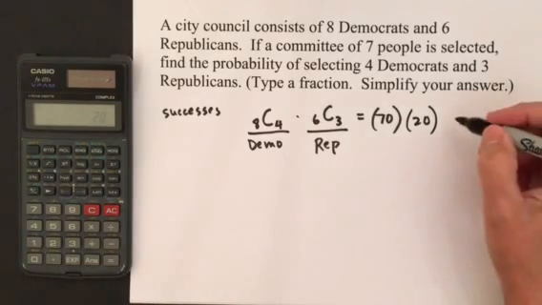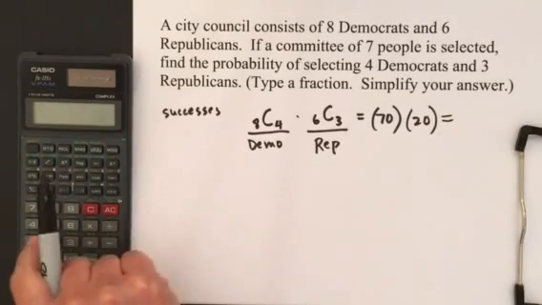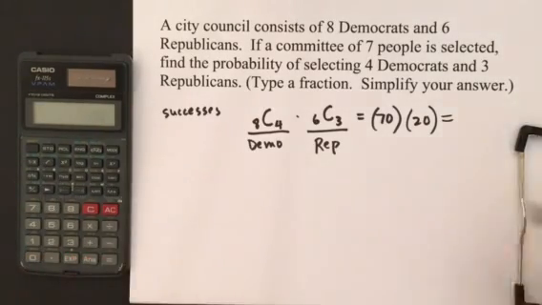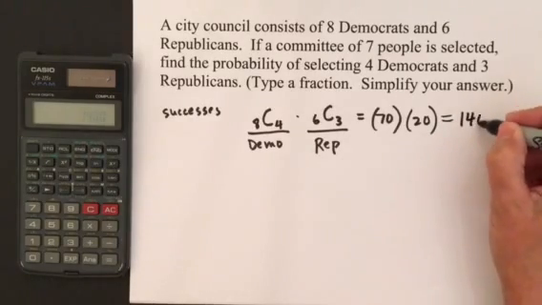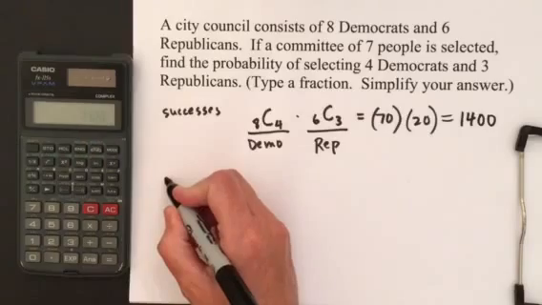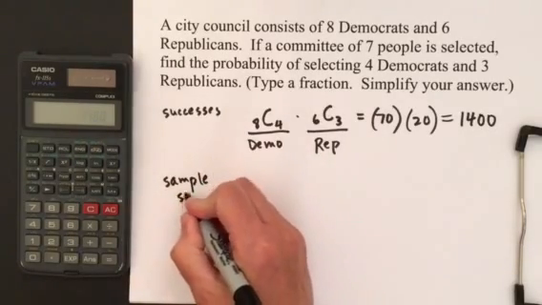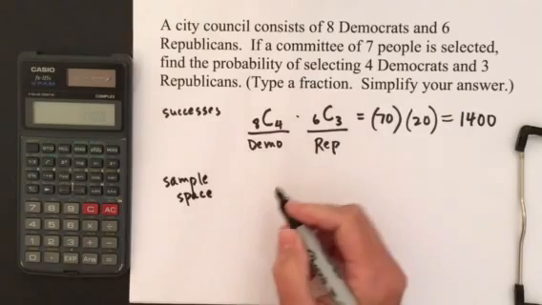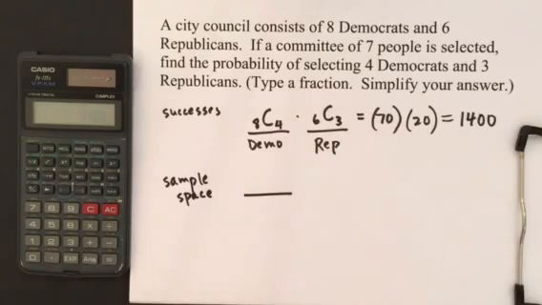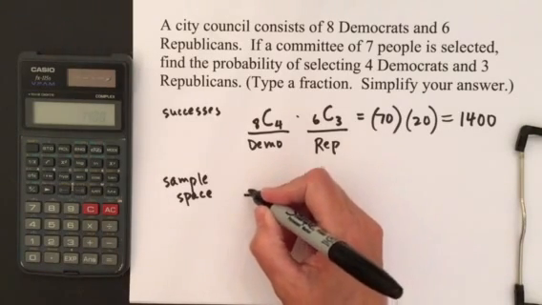So let's multiply 70 times 20, and that'll give us the number of successes, 1,400 successes. For the sample space, we're just going to include everybody. Everybody has the same chance of being selected, and we're selecting 7 people at this point. So there are 14 people altogether with the 8 Democrats and the 6 Republicans.